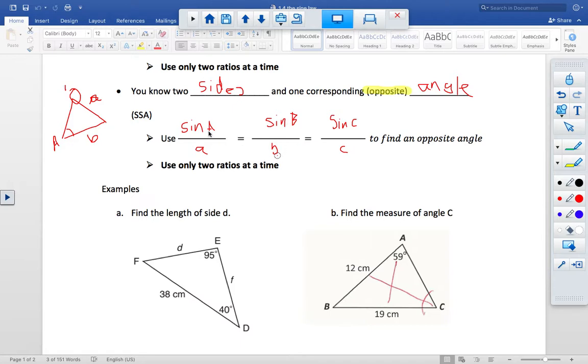So these two formulas, sine A over A, sine B over B, sine C over C, or the reciprocal of it, which is A over sine A, B over sine B, and C over sine C. This is the sine law, and this is what we use when we're solving our triangles. So let's look at some examples.